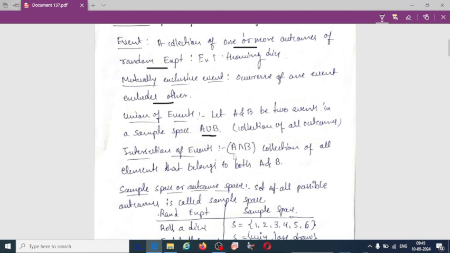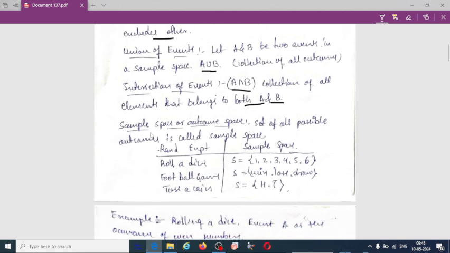Intersection of events means the collection of all elements belonging to both A and B. If there are common elements in A and B, we can write it with the symbol A intersection B. The sample space or outcome space is the set of all possible outcomes. Whatever outcomes we get, we call that the sample space.